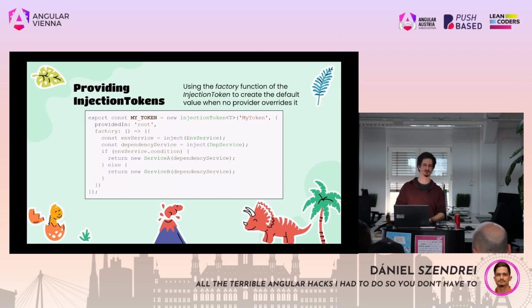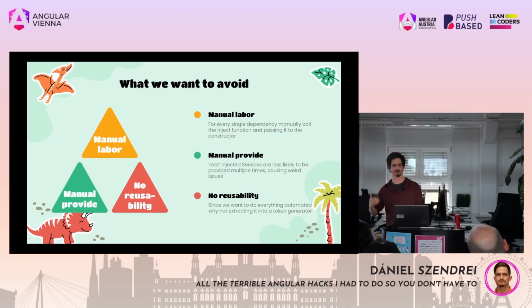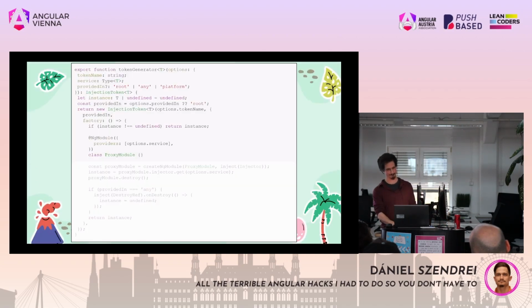Why isn't it automatically done, or how to do it automatically, right? So what we want to avoid is the manual labor, as I told you. Manually providing things, we don't want to do that, and we want to have something which is reusable. So I don't want to create a solution for every single use case; I want to have one solution for every single use case in our code. So I don't want to manually update dependencies anymore in factory functions. Quickly jumping to the solution.